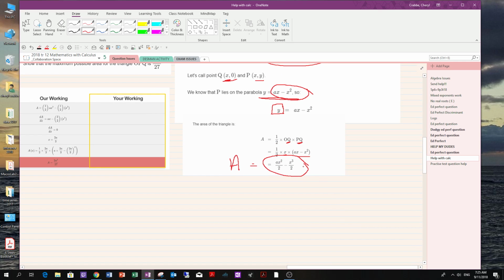So if that's the area formula, then you have to find the maximum, and then you've got to go on and do your differentiation from there. So try that. Give that a bash and see if you can get to the end.